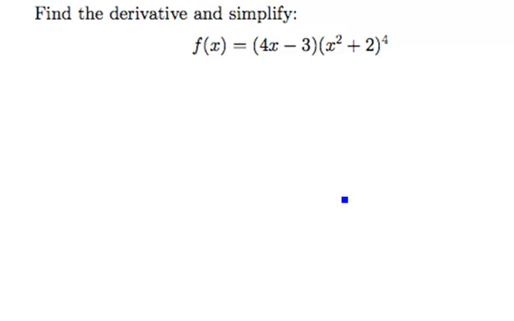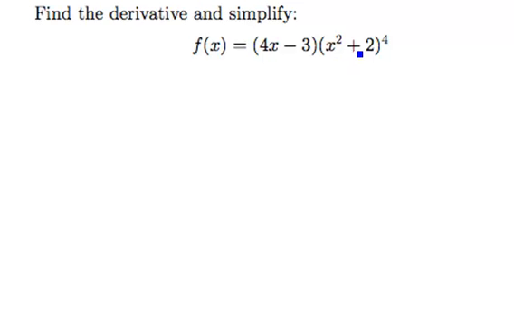In this problem, we're given a function and we're asked to find the derivative of the function and then to simplify the result. In this particular function, I always look through here to see what I'm dealing with. This is a polynomial. It's been partially factored out here, and because of that, I've got a couple of options.